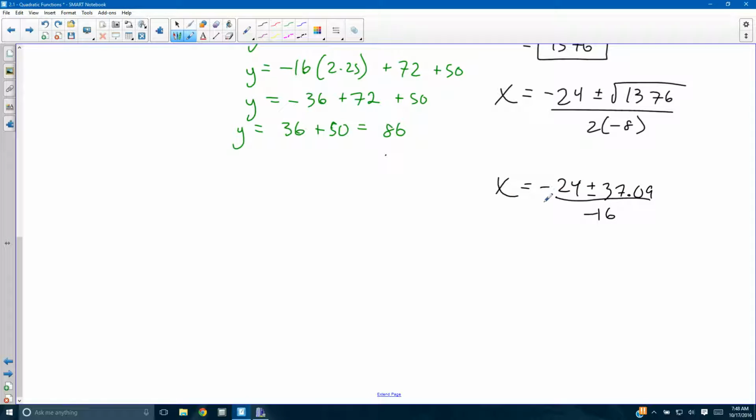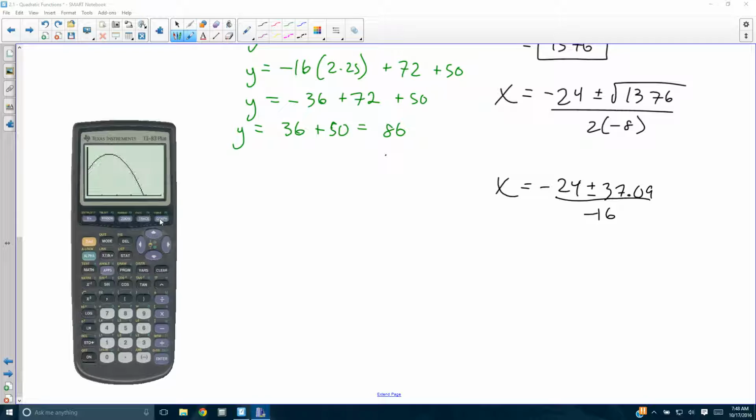Now, by the way, we're going to get two different answers here. There's one where you do negative 24 plus 37.09 over negative 16, and one where you get minus. Now, I want you to think about what the graph looked like here, because only one of our answers is going to be true. There's only one place where this lands on the ground. Now, there is another x-intercept that's down over here somewhere, but that is before we threw the ball, right? When we do quadratic models, there is a very specific domain and range that we have to be cautious of. And all I'm looking for is the positive one right here. I'm not saying that both can't be positive, but this is the one that I'm looking for. I'm looking for the bigger number, the one that's positive.